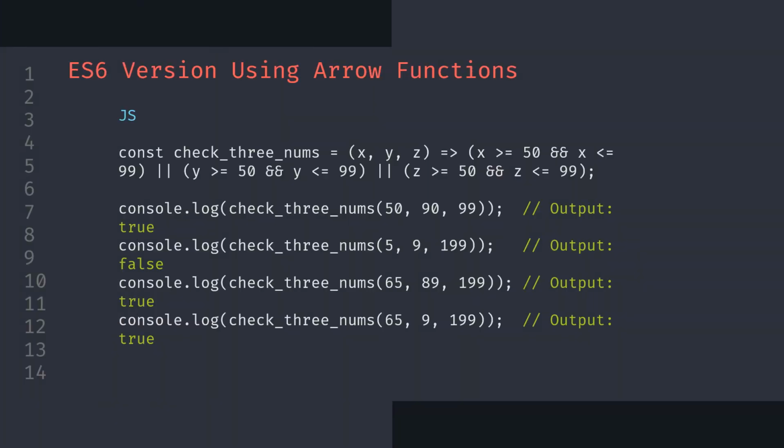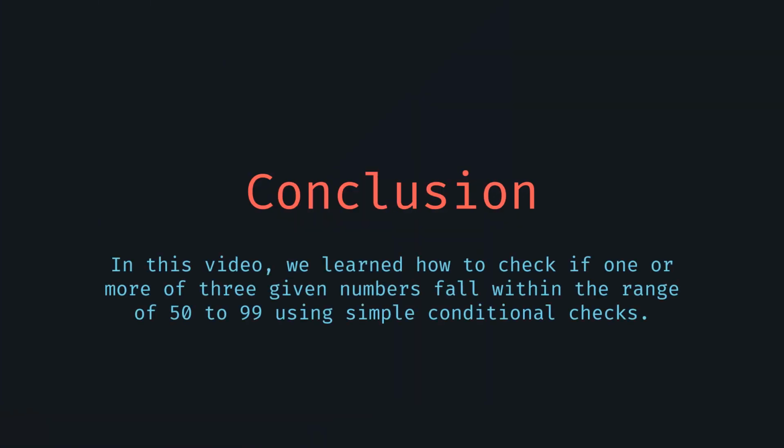Here's the same logic implemented using ES6 arrow functions. The result is the same, but the syntax is a bit more concise. To summarize, we checked if any of the three numbers were between 50 and 99 using conditional checks, and returned true or false based on the results.